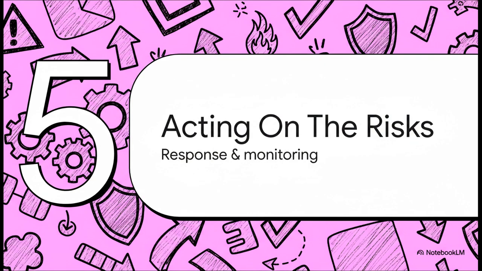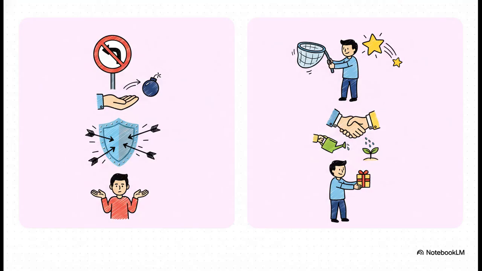Okay, last stage. After all of that identifying and analyzing, what do you actually do about all these risks? Well, you've got different moves depending on whether you're facing a threat or an opportunity. For threats, you can try to avoid the risk, transfer it to someone else, like buying insurance, mitigate it to make it less painful, or just plain accept it. And for opportunities, you can try to exploit it to make sure it happens, share it with a partner, enhance its probability, or, again, just accept the good fortune.